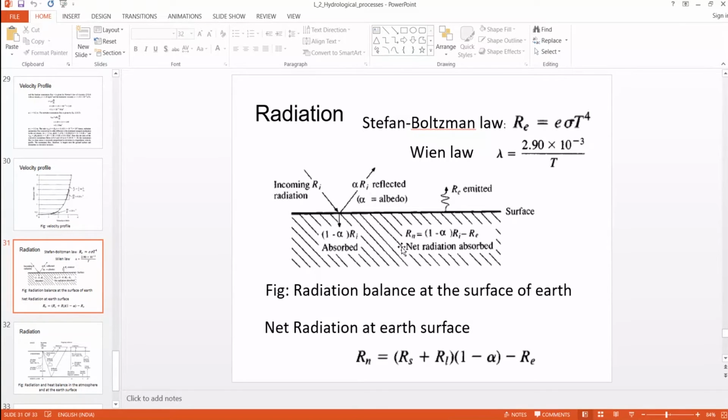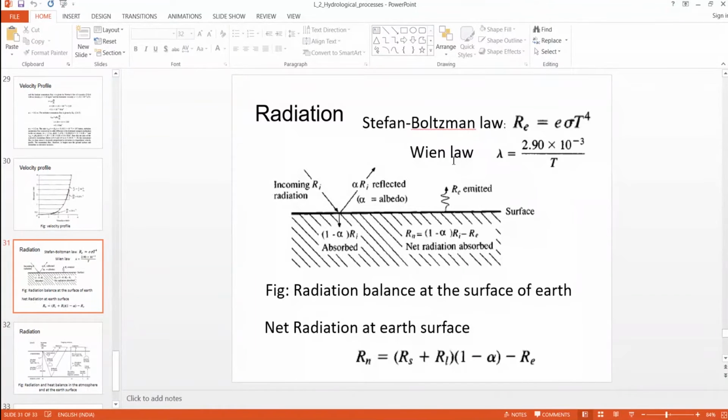Suppose this is the Earth's surface. The observed radiation is equal to 1 minus alpha into Ra, because Ra minus alpha Ra is (1 minus alpha) Ra, out of which Re is emitted. So the net radiation observed is Rn equals (1 minus alpha) Ra minus Re. How much radiation is emitted?